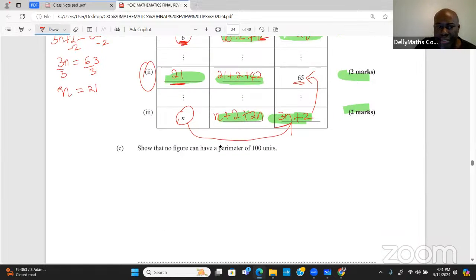So a lot of times they drop this. This is one of the reasoning questions. And what you want to do with this reasoning question is that you want to apply yourself to it.